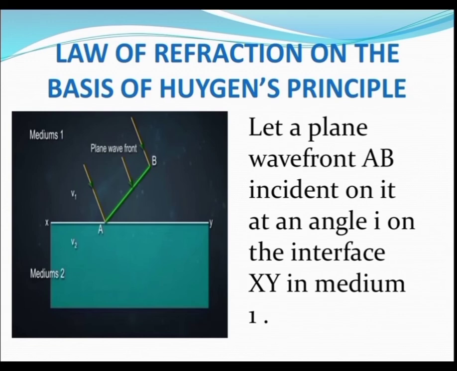Let a plane wavefront AB be incident on it at an angle I on the interface XY in medium 1. From the diagram, it is clear that AB is an incident plane wavefront because the source of light is at infinity, or at a very large distance. The incident wavefront is incident on the interface of the two media in medium 1.